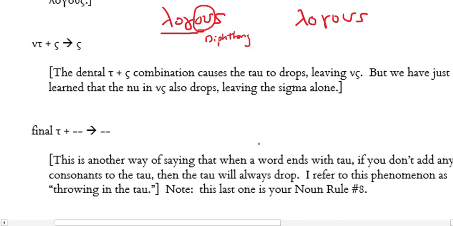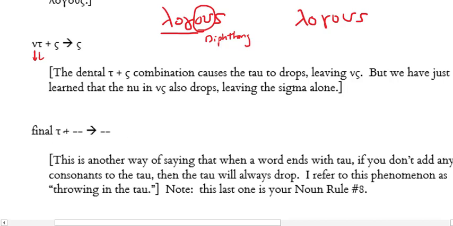What about nu tau before a sigma? Real quickly. Does a dental before a sigma fall out? Yes. And that'll leave a nu before a sigma. Will that fall out? Yes. So both of them will fall out. And so nu tau plus sigma becomes just a sigma. Okay? So we'll find some places where that happens.